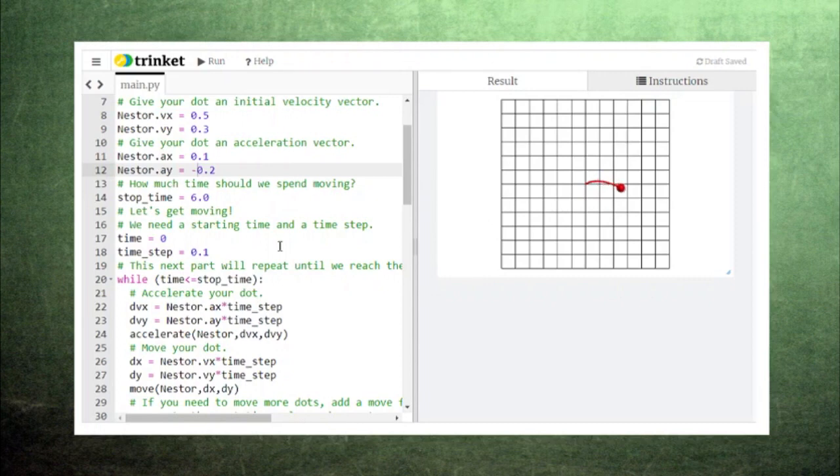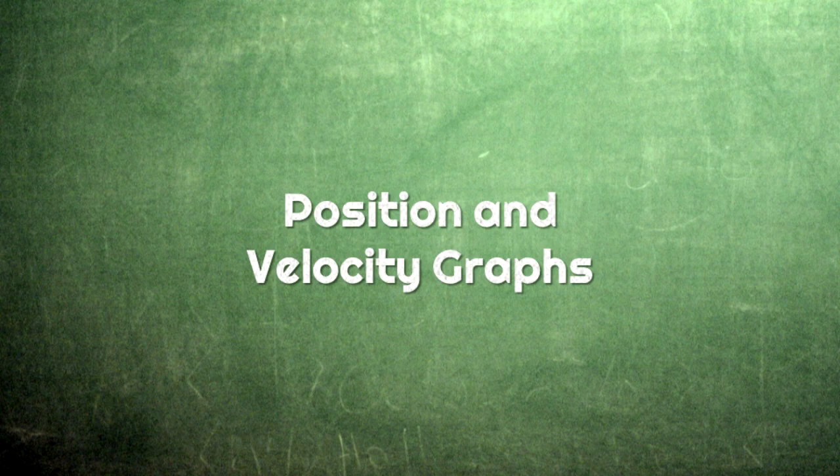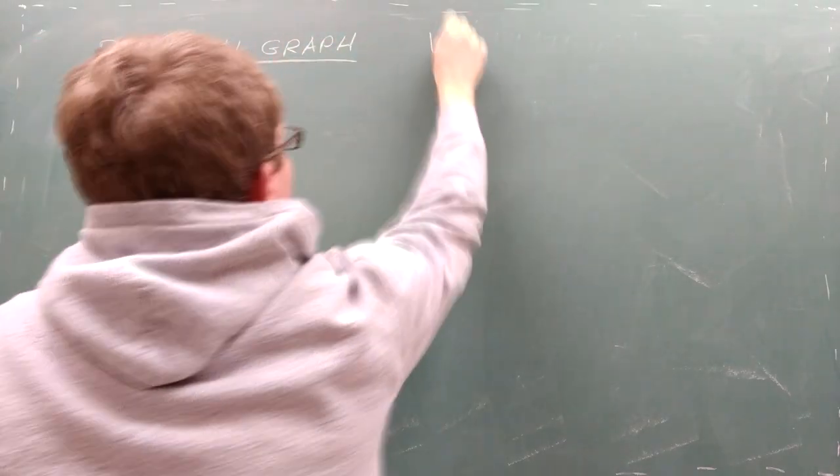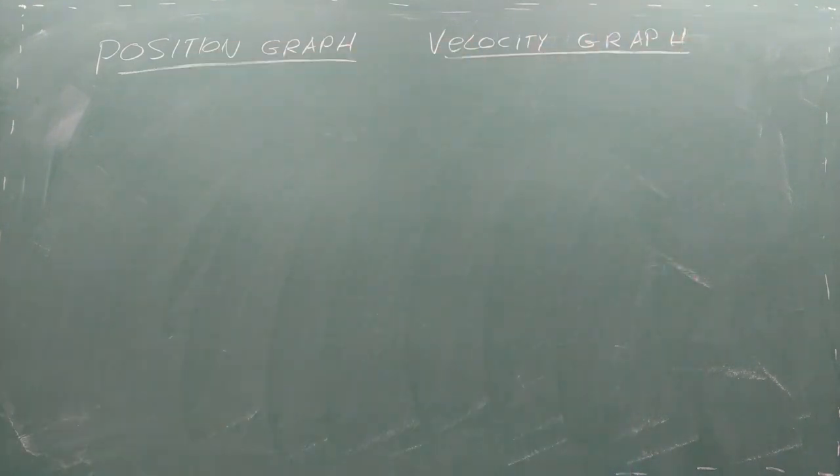Animations are a wonderful visualization of what's happening in a physics problem. We also use graphs as a record of what happened during a physics problem that we can look at later. When we look at motion problems, we might make a position graph or a velocity graph.